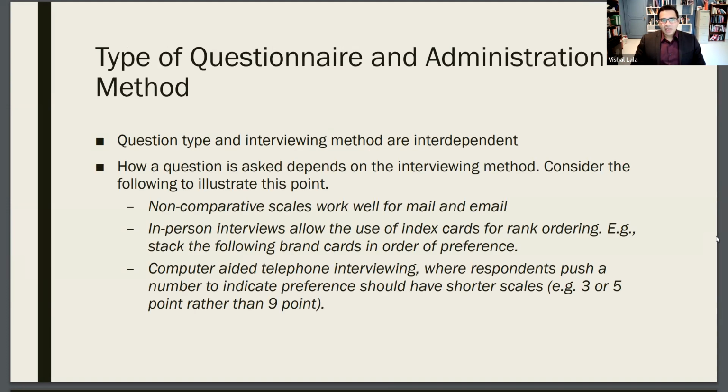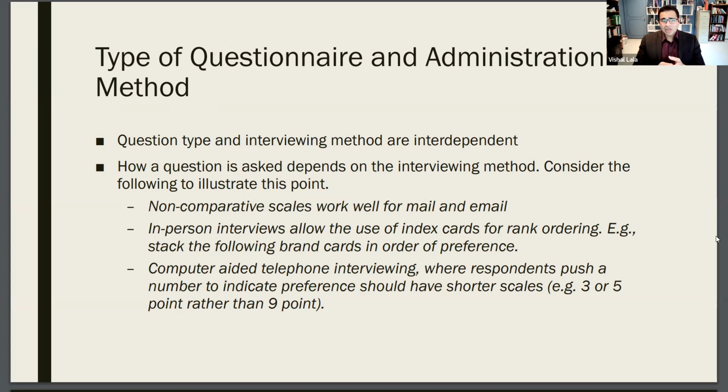There's the issue of the type of questionnaire and administration method. Now, the question type and interviewing method are two different things. You might ask the same question differently based on the method for interviewing. So, for instance, non-comparative scales work well by email and mail, but if it's going to be in person or on the phone, having somebody answer a Likert type scale is much more difficult to do. And gathering their information is also challenging. So, alternative ways should be thought of for the question based on the interviewing method utilized.